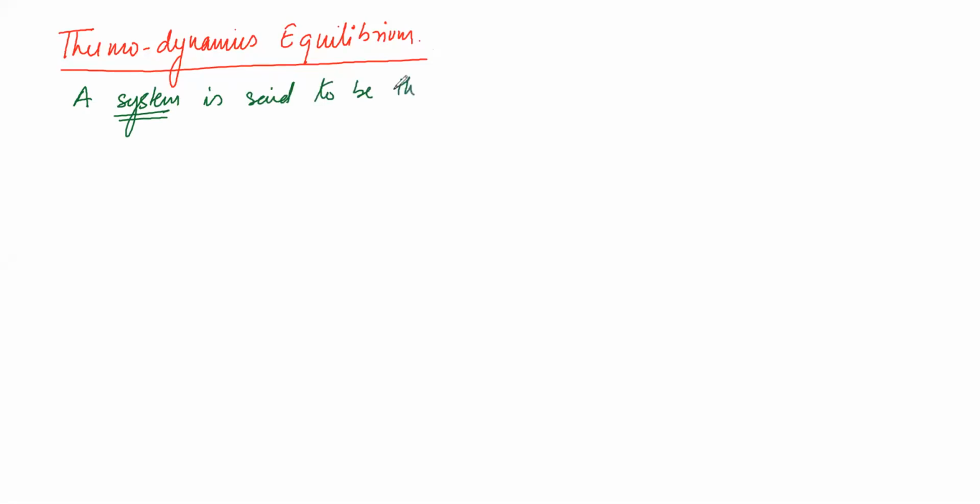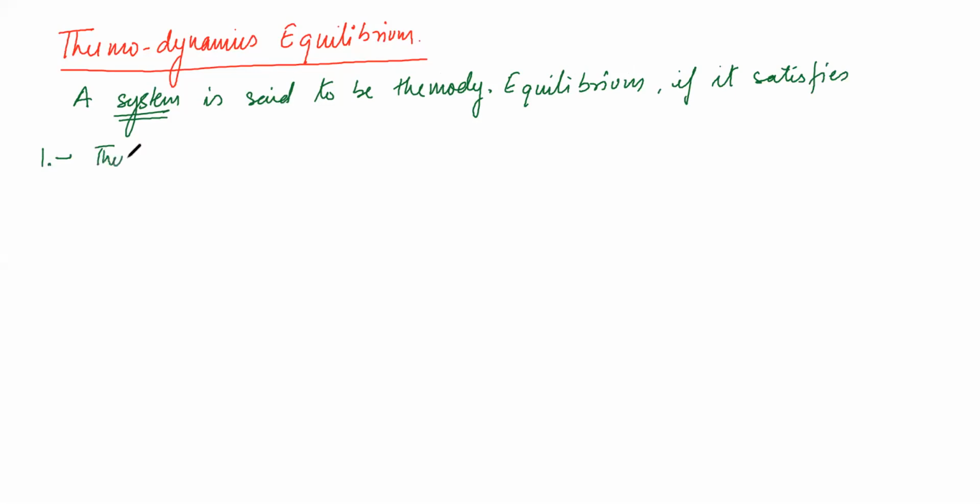A system is said to be in thermodynamic equilibrium if it satisfies the following three conditions. वो कौन सी conditions है? पहला, it should be in thermal equilibrium. Whenever I am talking about a thermal equilibrium, okay, so a system is said to be in thermodynamic equilibrium if it satisfies thermal equilibrium, right?